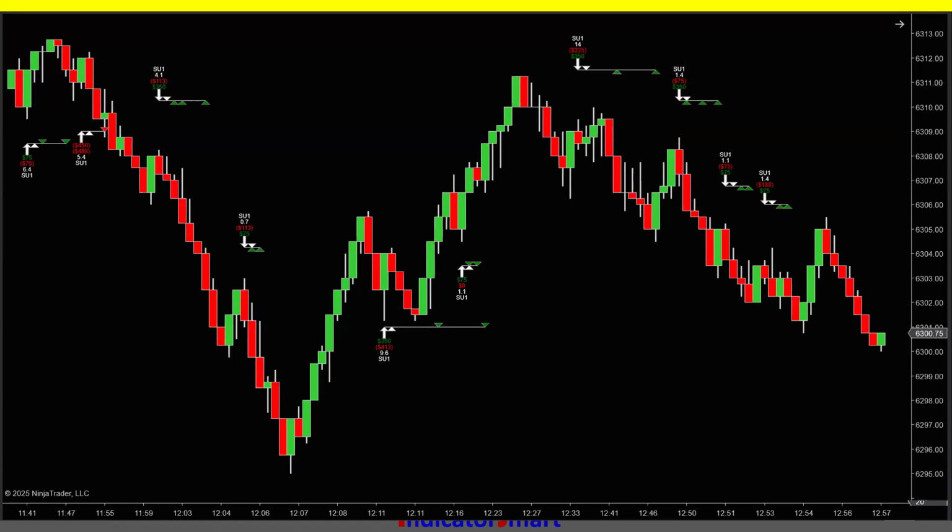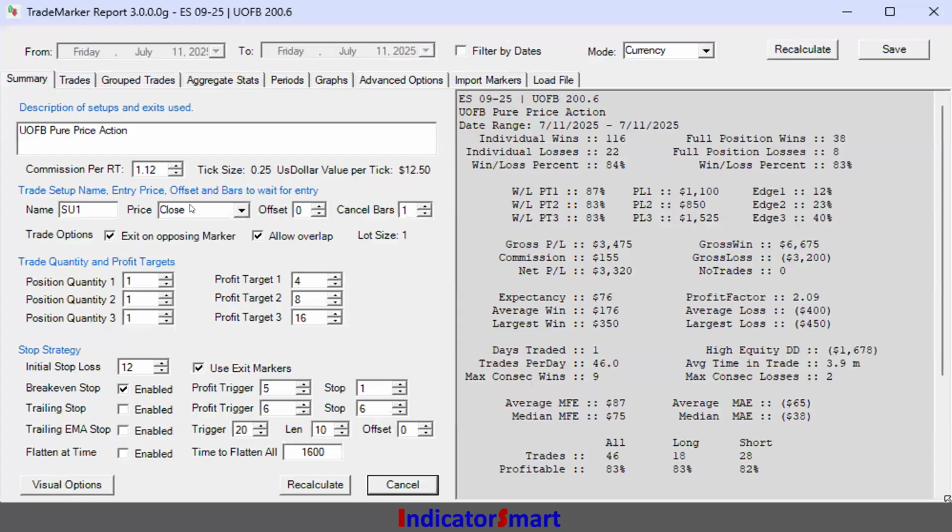Is this a trading system? Could be. You could make it better. We'll talk about that in a minute. Let's take a look at what this did.